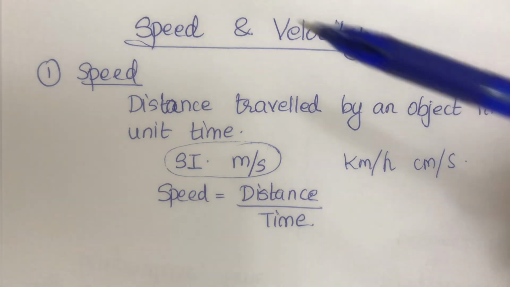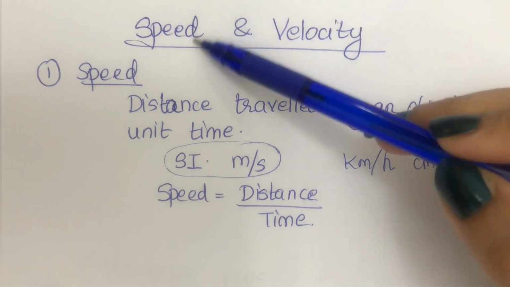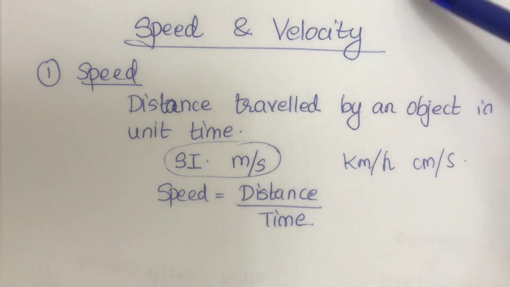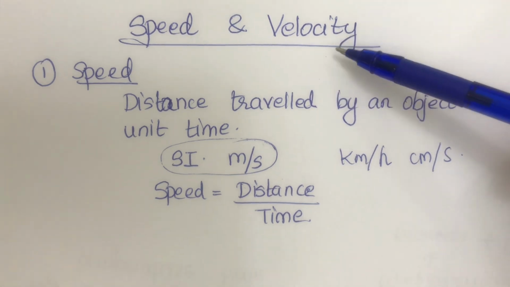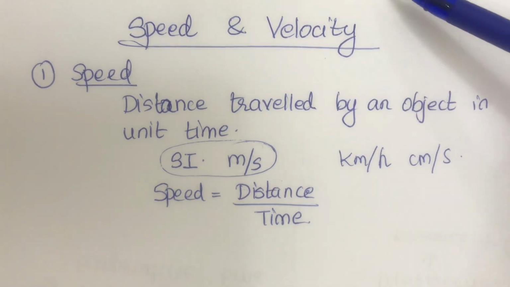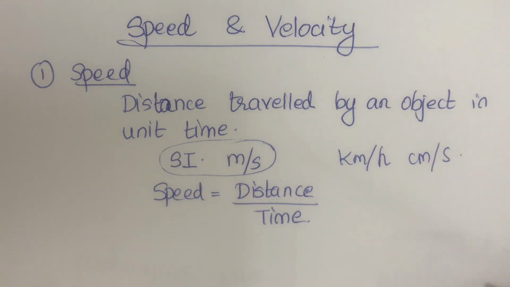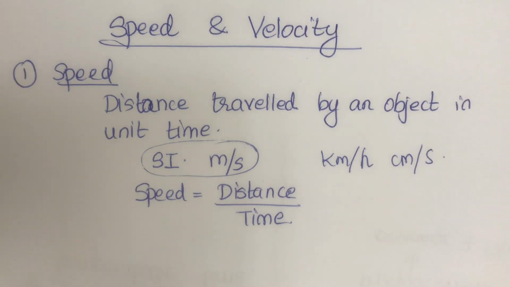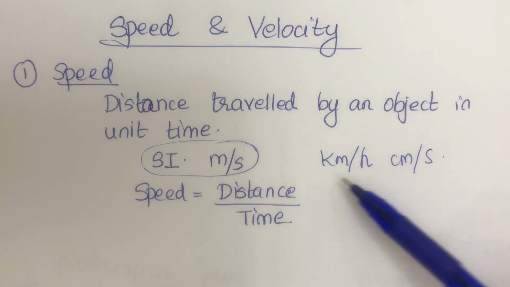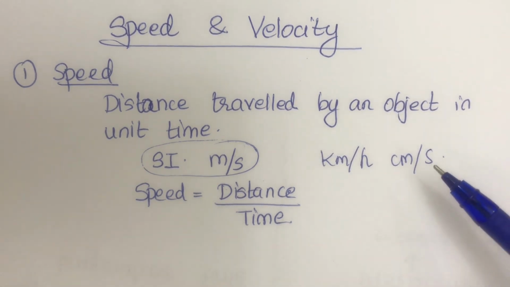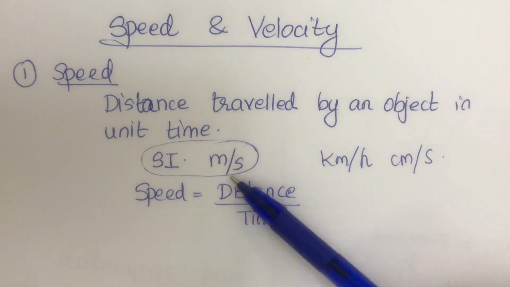Now you know that speed is what? A scalar quantity, and velocity is a vector quantity. For velocity, direction has to be specified. So how will we define speed? Speed is distance traveled by an object in unit time. That is distance by time is speed. So the SI unit will be meter per second. Other units are kilometer per hour, centimeter per second and all.